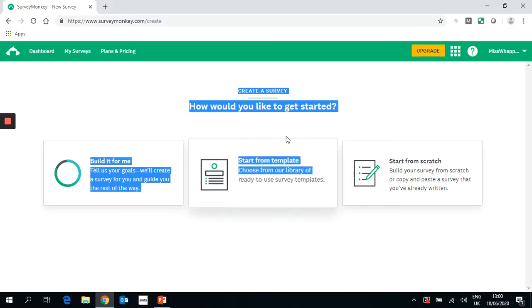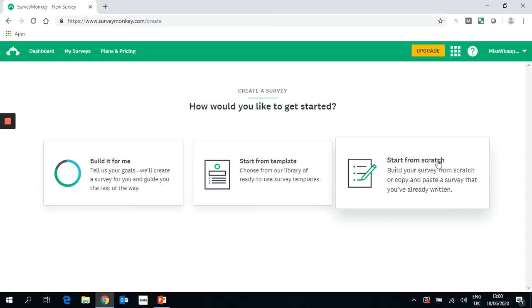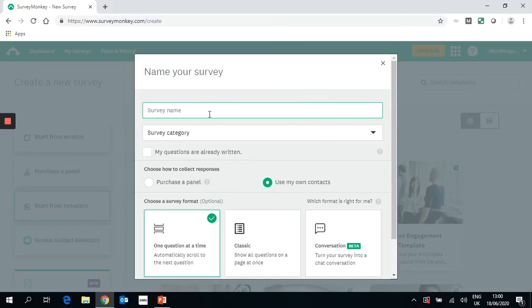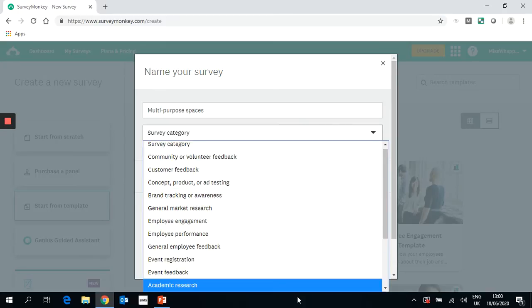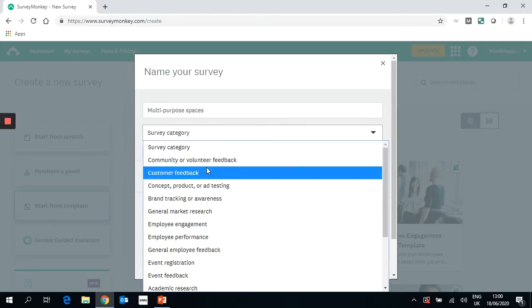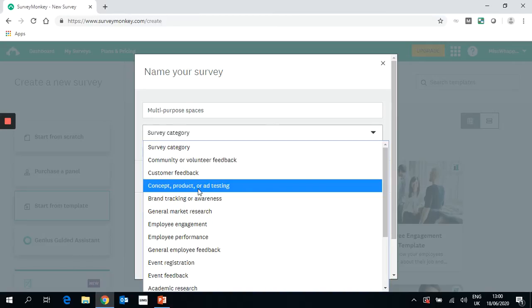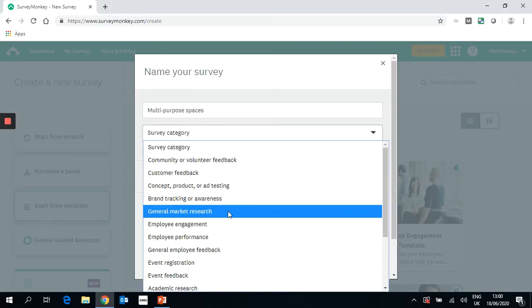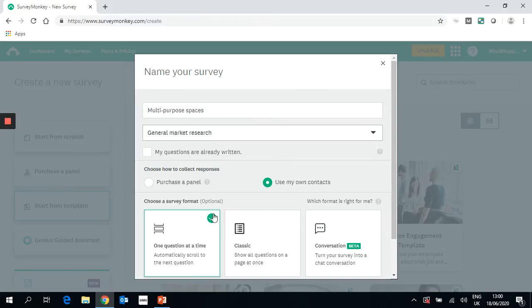Now, you don't want it to build it for you. What you want to do is start from scratch, and copy and paste the survey that you want in. So if I click on that one, I'll say, right, it was multi-purpose spaces. I'm choosing a category. I want to have a look down here and see what sort of thing would suit best. I could go on customer feedback, could go on concept or product or ad testing, because I'm trying to test the idea of a product, a problem. Volunteer feedback, I could go on general market research. For this one, I am going to go general market research.